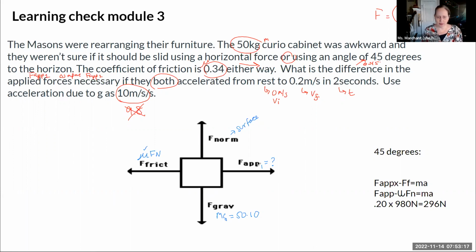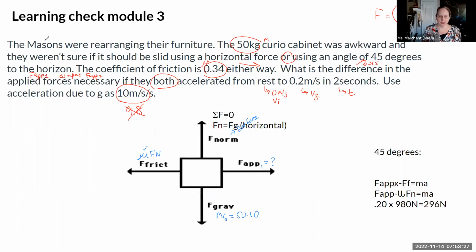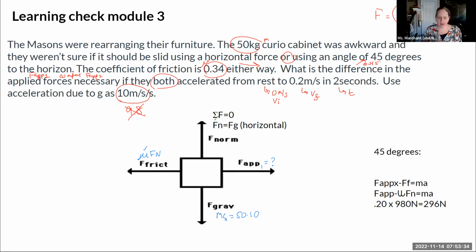And now what am I going to look at first? Where's my easy one? In the y direction. Because it's not bouncing up and down, they're not picking it up. They are just simply sliding it across the floor at a horizontal rate. So my vertical is going to have a sum of forces of 0. So the force of normal minus the force of gravity equals 0. Or in simpler terms, my arrows are equal and opposite, so they're the same length. So my force of normal is going to be 50 times 10.